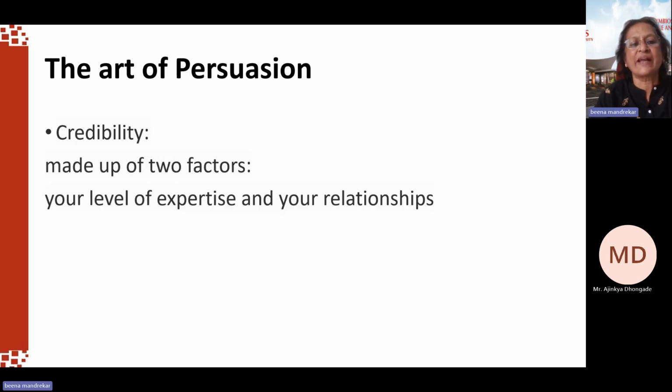The first one is credibility. It's made up of 2 factors: your level of expertise and your relationship. How credible you are to the person sitting across from you. What is your credibility? What is your worth? It depends on 2 factors. One is how expert you are at your dealings, at your knowledge of the product, and the other is your relationship with the person.